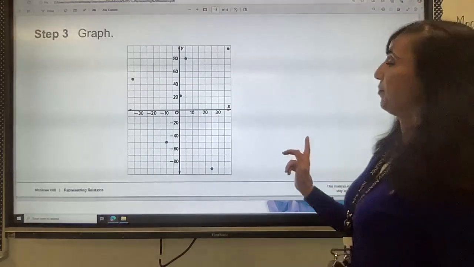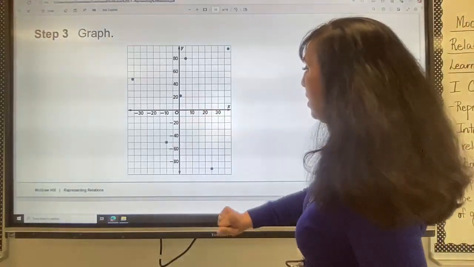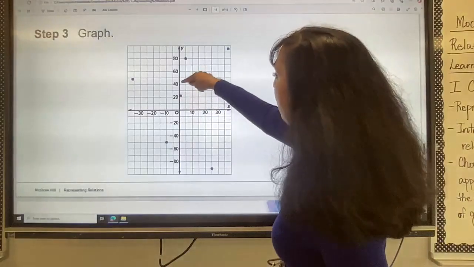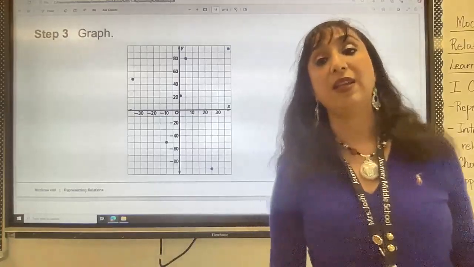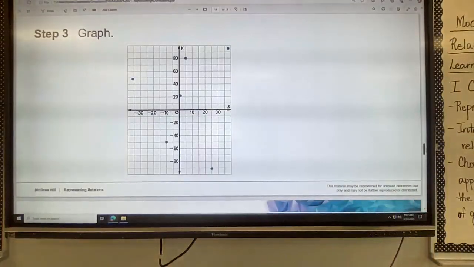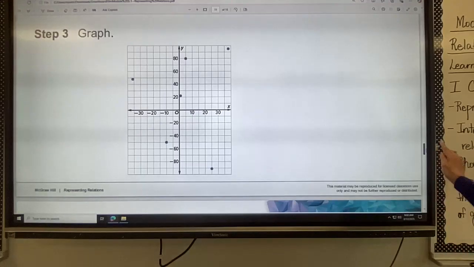So look. All right, this is 5, 10, 15, 20, 25, 30. And this is 10, 20, 30, 40, 50, 60. And that's the scale that we were just talking about. And then we've gone ahead and we have graphed it.